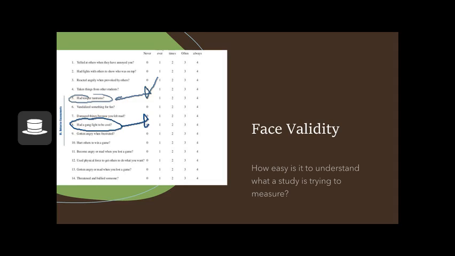Or, well, I don't know. Is that, I mean, fighting is aggressive, but maybe I'll change it to just had a fight, right? So having a face valid survey allows you to very easily see what's related to your construct.